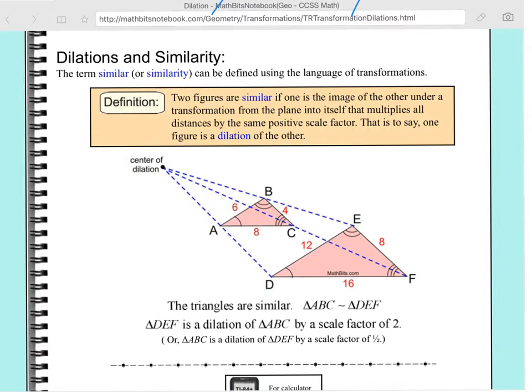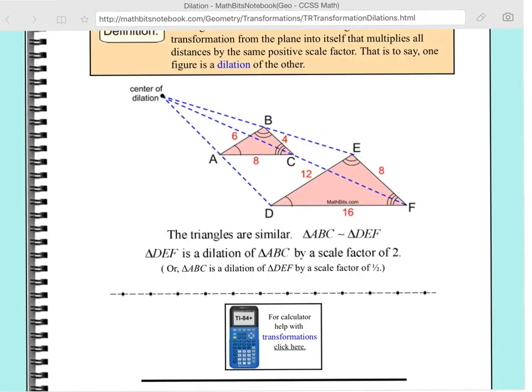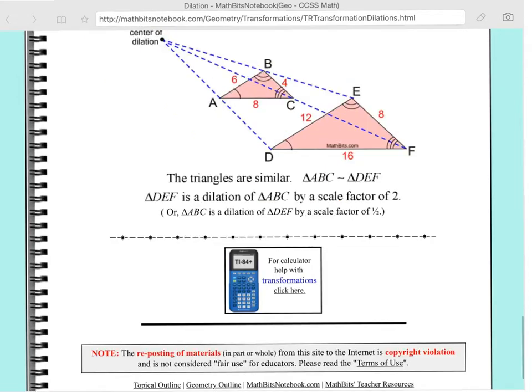So when you do dilation, the shapes and the images are similar. All the other transformations you have learned, rotation, translation, and reflection, the images will be congruent. However, enlargement is the only transformation where the images would be similar.